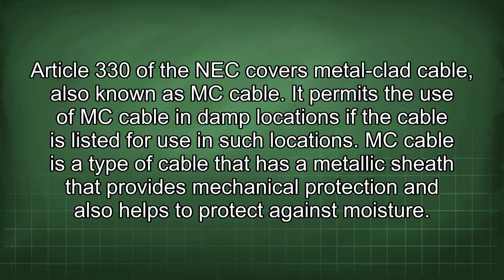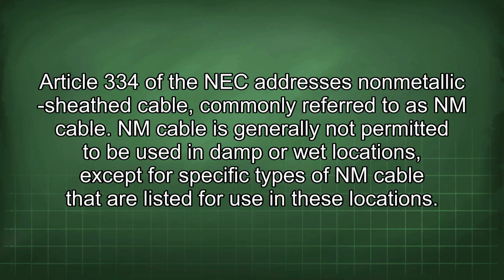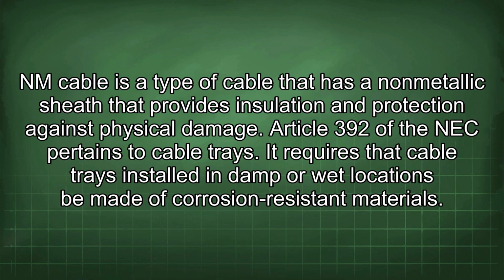MC cable is a type of cable that has a metallic sheath that provides mechanical protection and also helps to protect against moisture. Article 334 of the NEC addresses non-metallic sheathed cable, commonly referred to as NM cable. NM cable is generally not permitted to be used in damp or wet locations, except for specific types of NM cable that are listed for use in these locations. NM cable is a type of cable that has a non-metallic sheath that provides insulation and protection against physical damage.